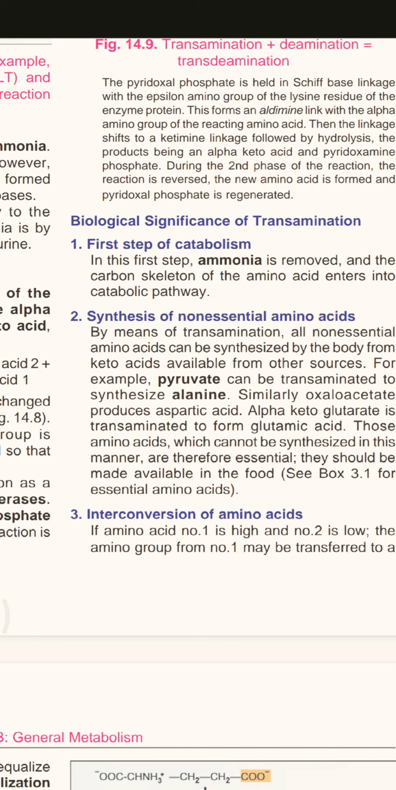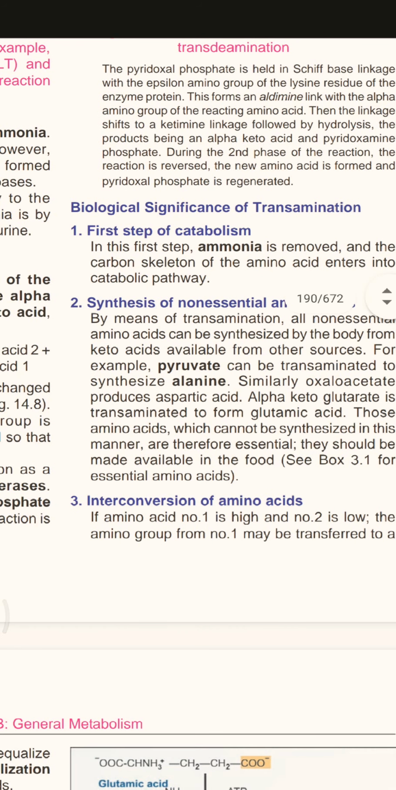And the second one is interconversion of amino acid. If amino acid number 1 is high and number 2 is low, the amino group from number 1 may be transferred to the keto acid to give amino acid number 2 to equalize the quantity of both. This is called equalization. There are exceptions like lysine, threonine, and proline, which are not transaminated. They follow direct degradative pathway.